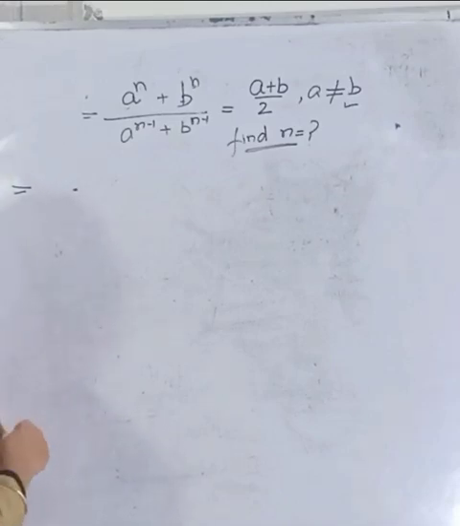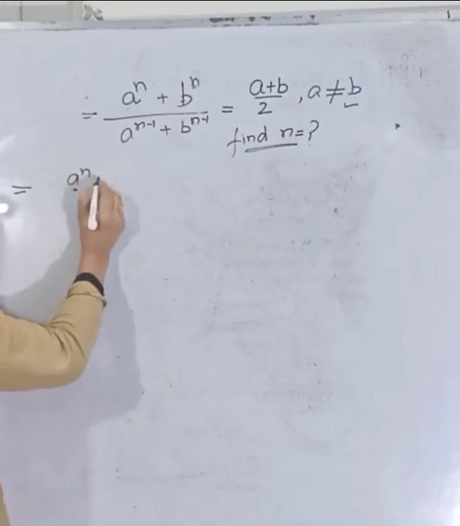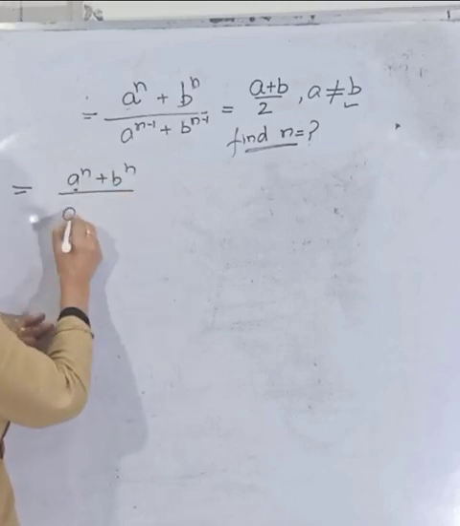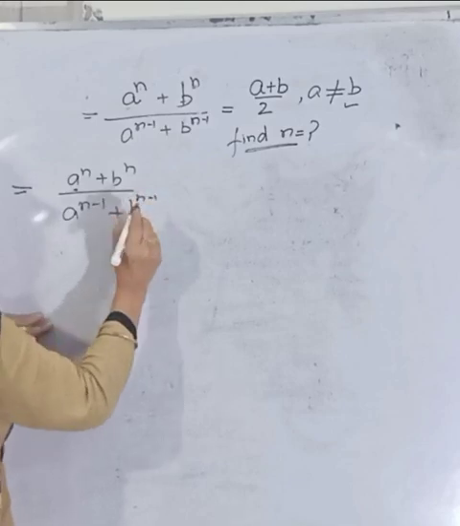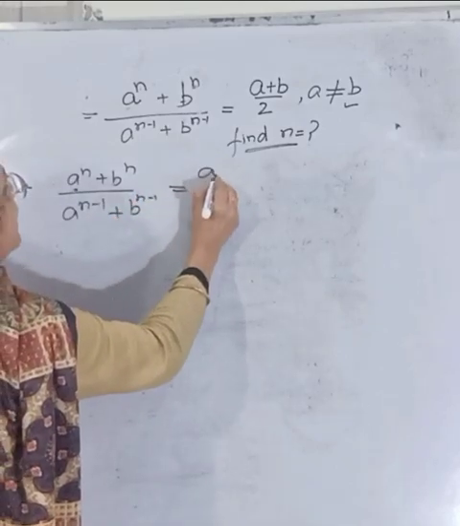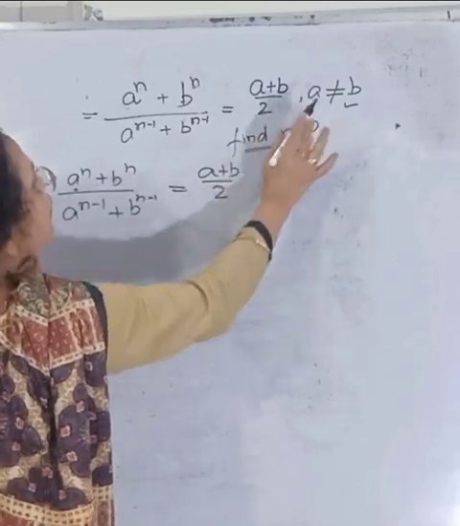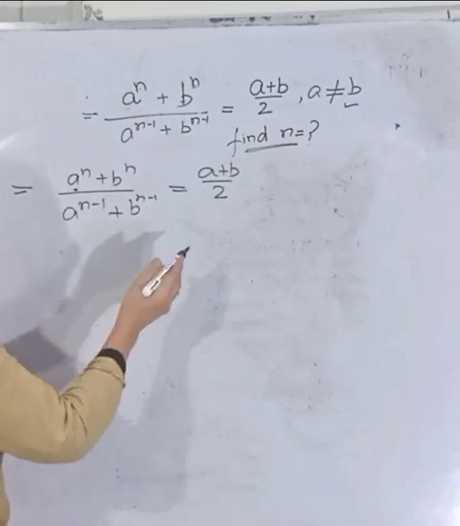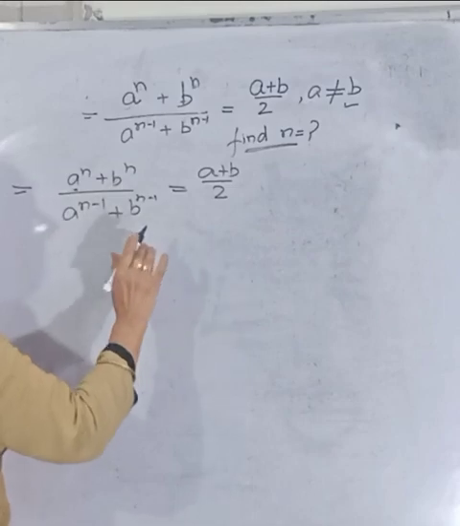What is the solution? We are given (a^n + b^n)/(a^(n-1) + b^(n-1)) is equal to (a + b)/2, keeping in mind a is not equal to b, we have to find the value of n. This is looking very complicated even though it is very easy if you do it step by step.